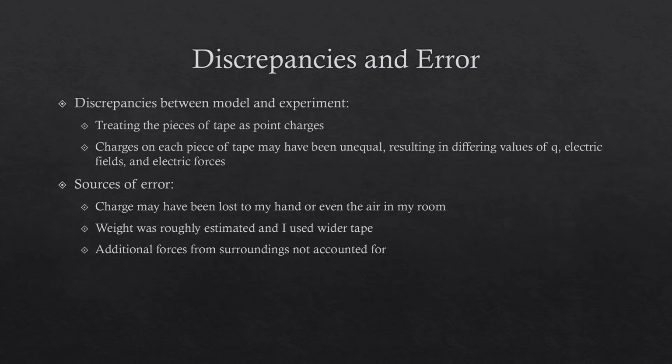For this experiment, some discrepancies between the model and my experiment included treating the pieces of tape as simple point charges, as well as assuming that charges on each piece of tape were equal. Had they been unequal, the values of charge, electric field, and electric forces would have differed significantly. Some sources of error in this experiment included potentially losing charge to my hand or even the air in my room as I was handling the tape, roughly estimating the weight of my tape, and additional forces from the surroundings that I did not account for.